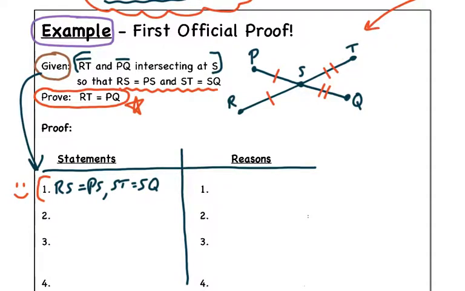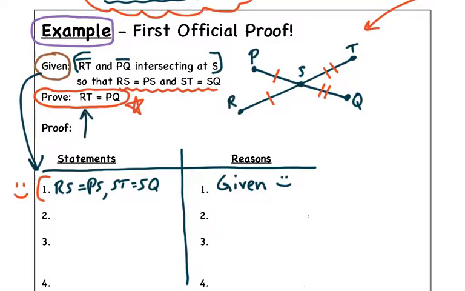Now, what's the reason? Like, why do we have that? Well, because duh, it was given to us. So reason number one in almost every single proof is just the word given, because it's given to you. All right, there's our launching point. Now, we need to find a way to get all the way to here.